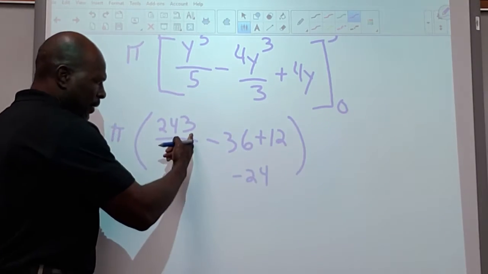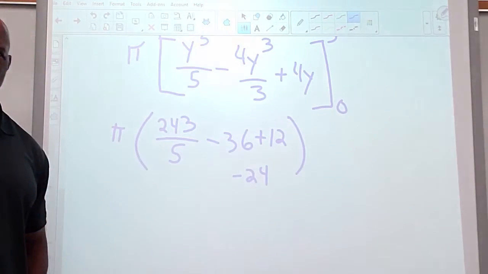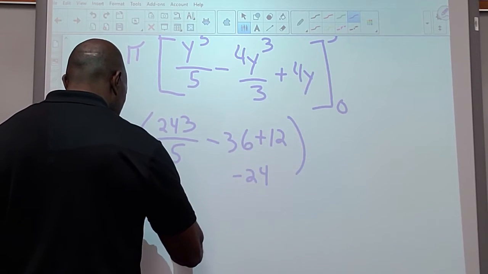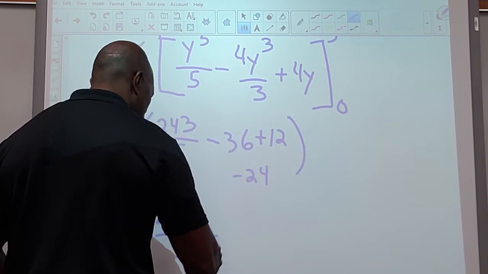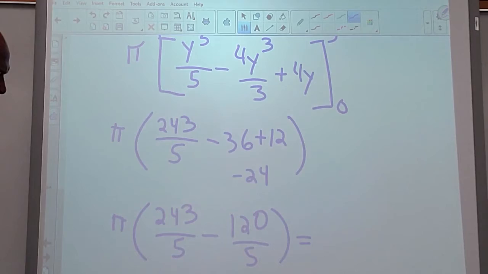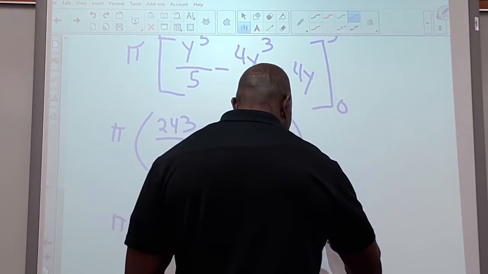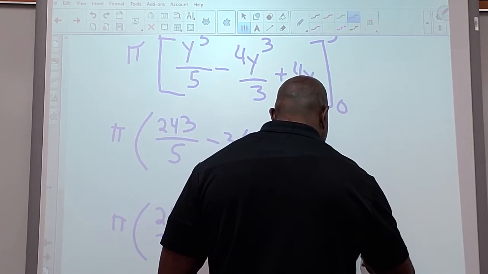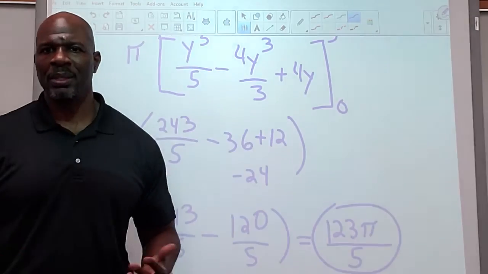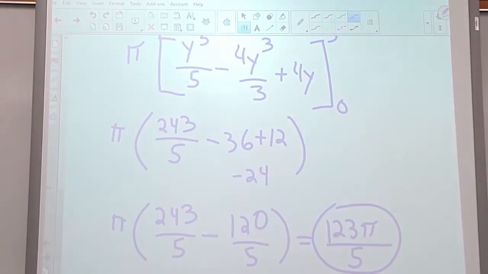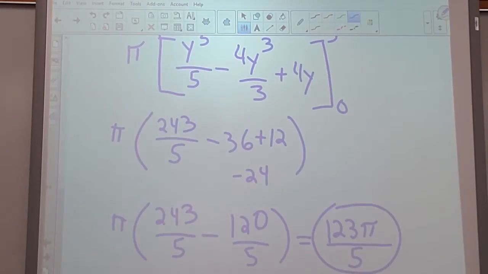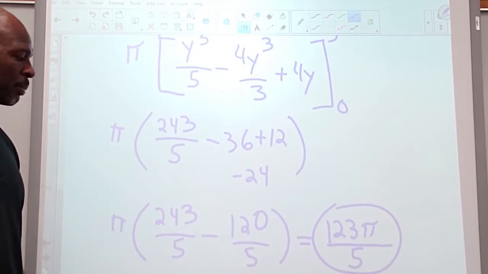And if I want to write that as a fraction with a denominator of 5, 24 times 5 is 120, so that'll be negative 120 over 5. So this is pi times 243 over 5 minus 120 over 5. And so that should give us 123 pi over 5. All right, so that's example number 1. Again, we're only going to look at 2 examples because the process is so similar to what we did in parts 1 through 3. All right, so let's go ahead and look at the second example.